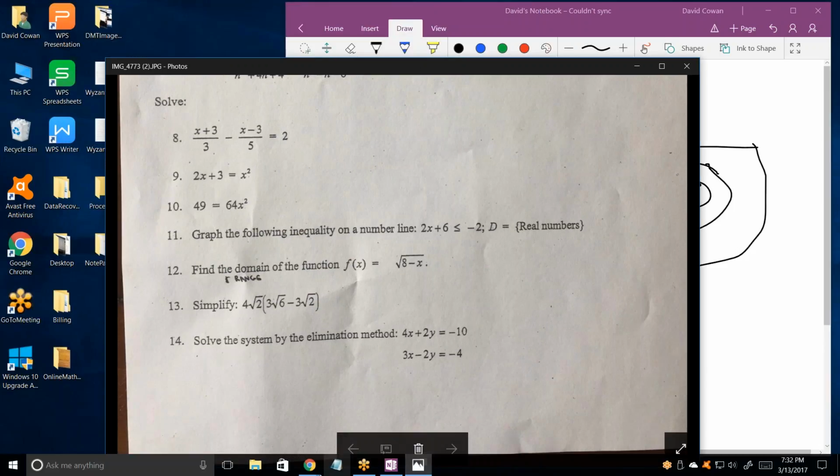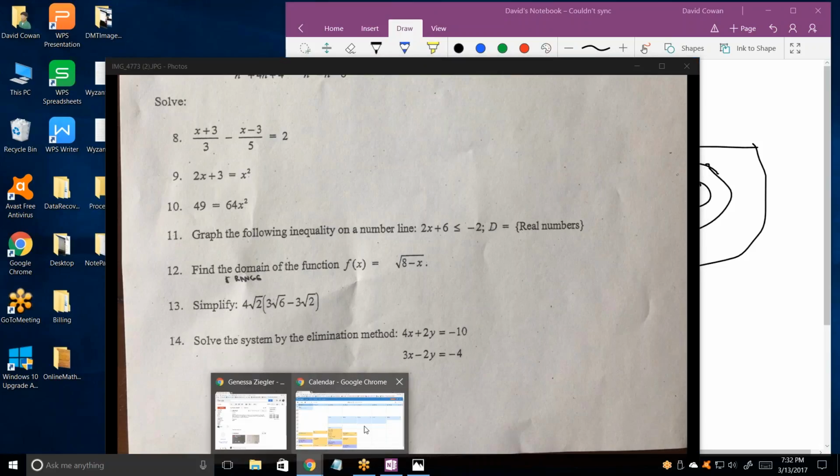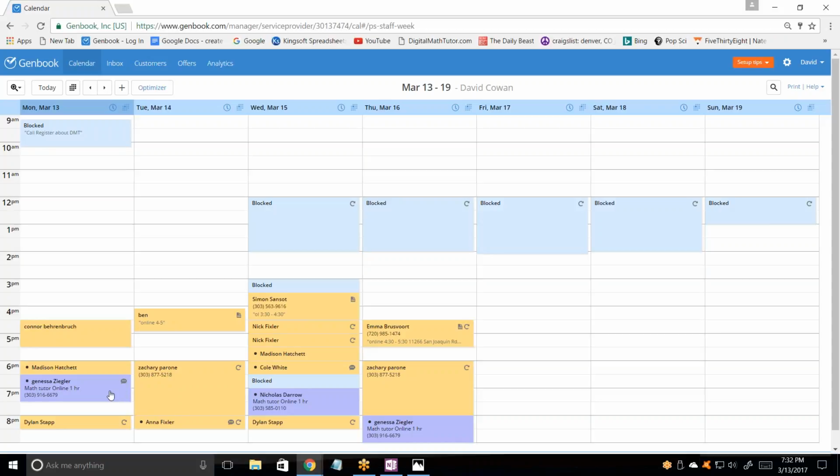At least I think she does. I think she did this one. Yeah. The blue means the student did it. Oh, she's already scheduled one for Thursday evening. Yeah. Okay. I will talk to you Thursday evening and we'll do the other side of this thing.